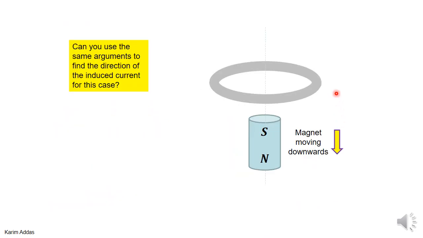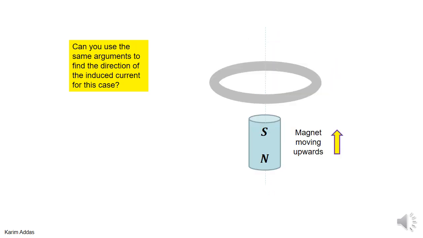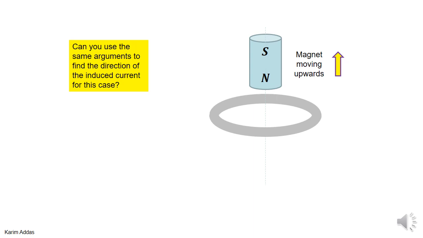What about this case? Can you figure out what direction the induced current would be in this case? Here I flipped the magnet. You have the south here and the north here. About this case, this case, this case. Try and do those on your own.